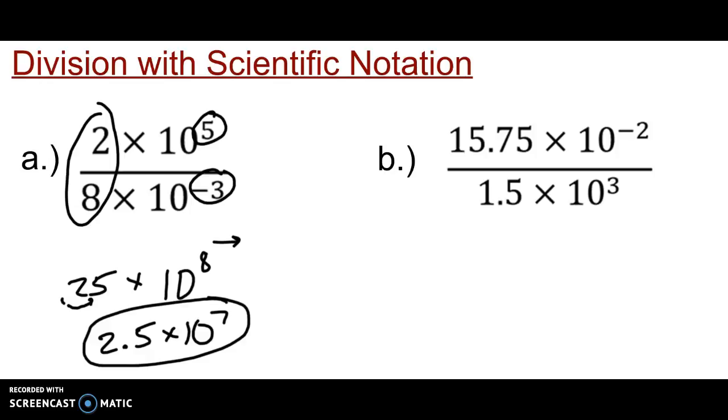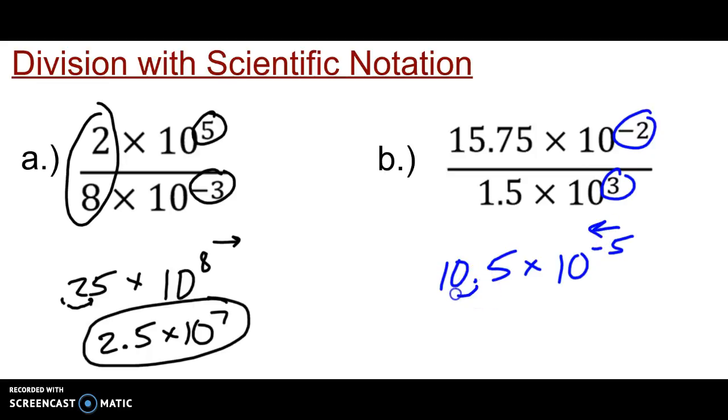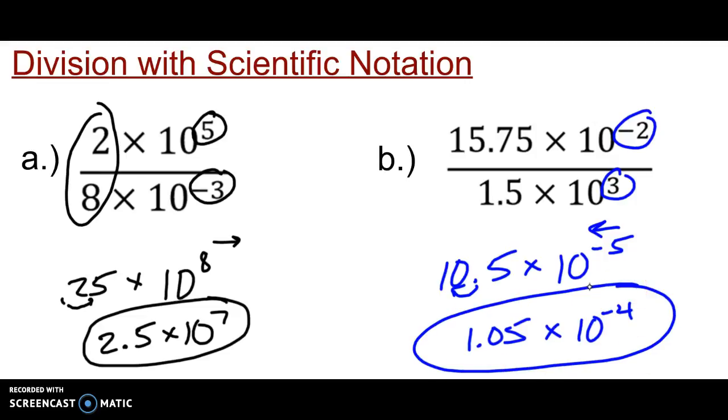All right, last one, and I'll go through it kind of quick here. 15.75 divided by 1.5 comes out to 10.5 times, and again we're going to take negative 2 minus 3, so we get 10 to the negative 5th. Here's an instance where, kind of like the example we went over on the first screen, this decimal wants to move to the left. We are going to move it one spot to the left, so 1.05. So we took away one position that it needed to move, and now we're at 10 to the negative 4th.